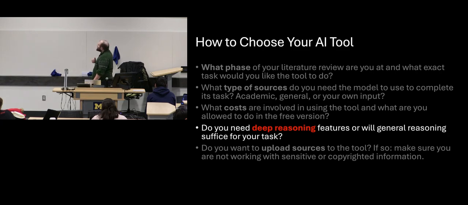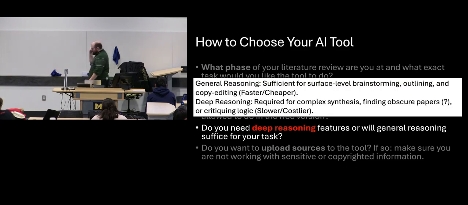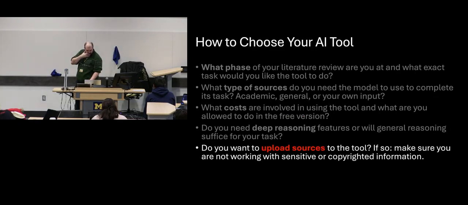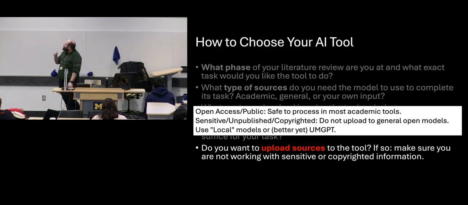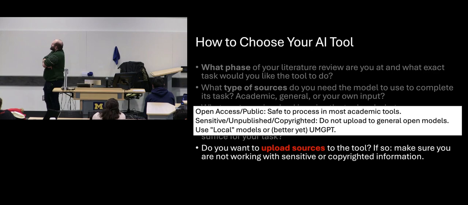Do you need deep reasoning? How deep do you need this thought about? Deep reasoning is slower and more costly, but it finds maybe more obscure papers. We've talked about most of this. And then, do you want to upload sources to the tool? Oh, yeah, I guess this is sort of redundant. But if you have open access and public material, you can use these local models. But if you have something that's sensitive or unpublished, UMGPT might be an option. Depends on how sensitive your data is.